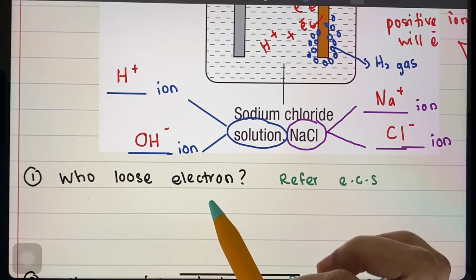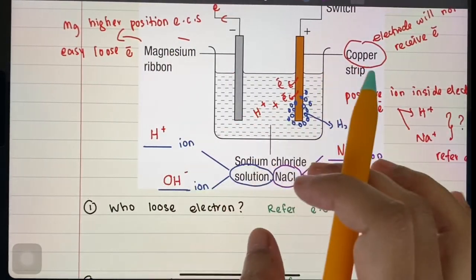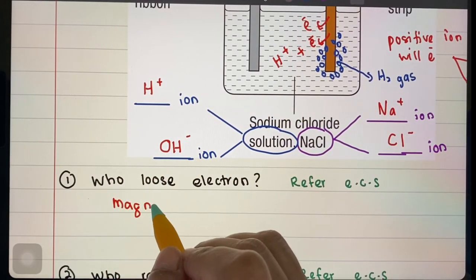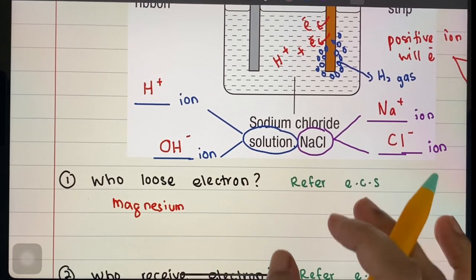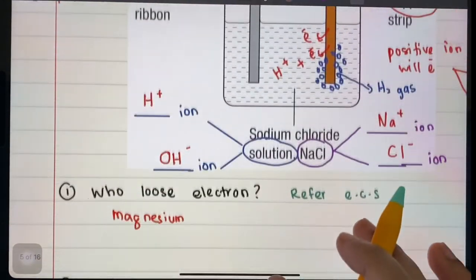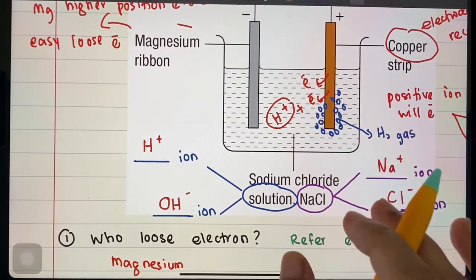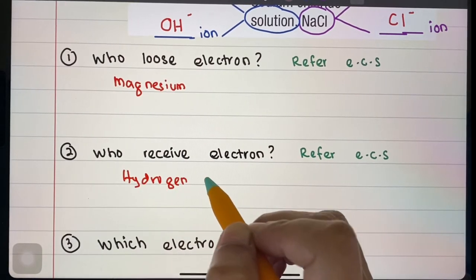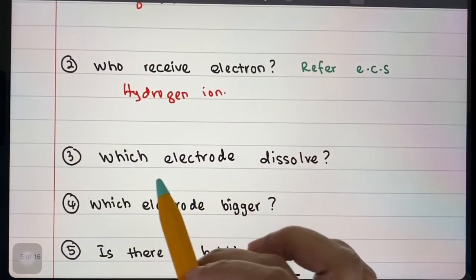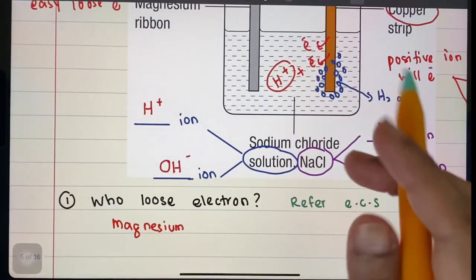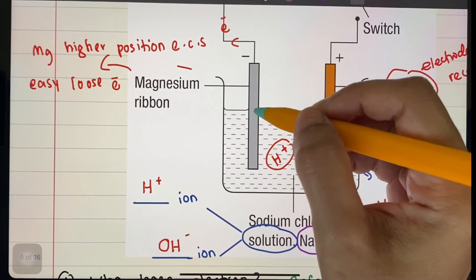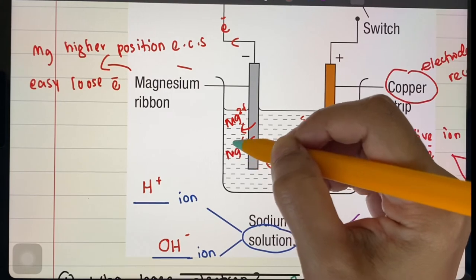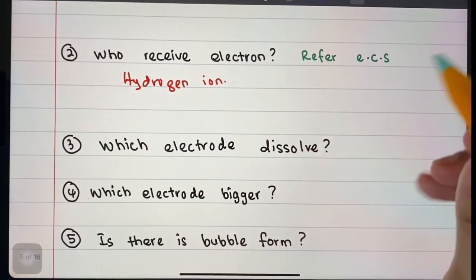Who loses the electrons? The one who loses the electron is our magnesium. So now, who receives the electron? The one who receives electron is our hydrogen ion, so you can write hydrogen ion. Which electrode is dissolved? Since magnesium solid loses its electron, magnesium will dissolve and become a magnesium ion. So the answer is magnesium.